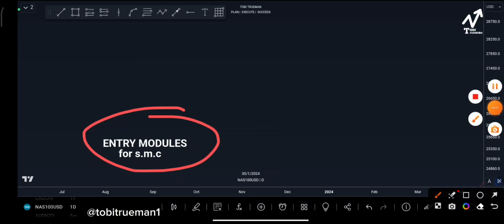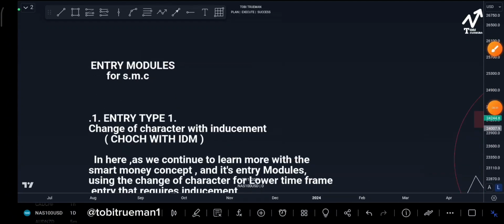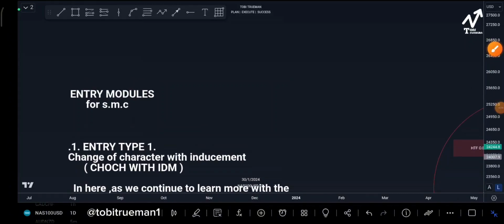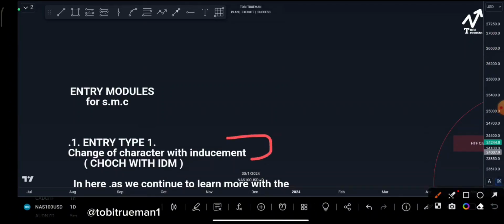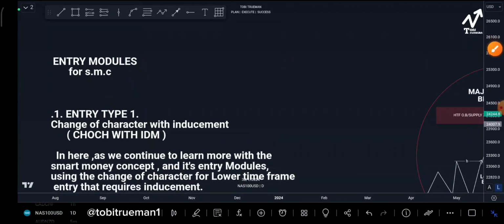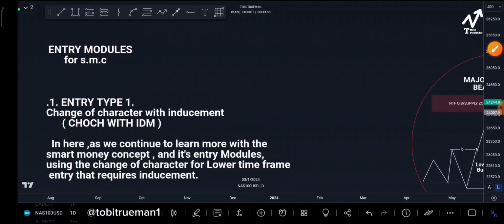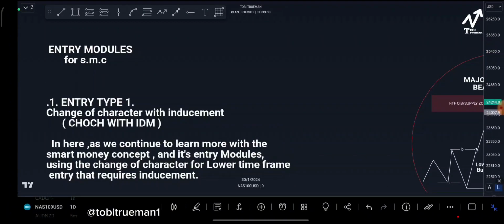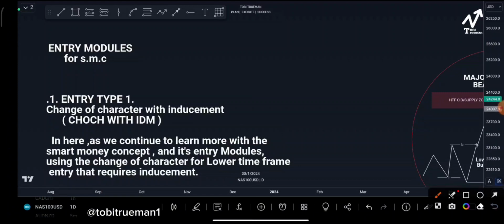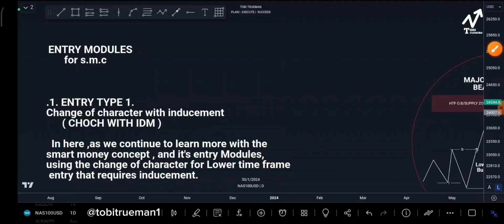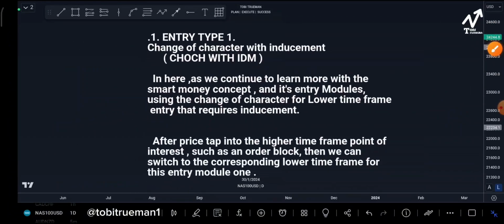So the first one we will examine will be entry type 1, which is called change of character with inducement, abbreviated as CHOCH with IDM. CHOCH means change of character, then IDM means inducement. So in here, as you continue to learn more with the smart money concept and its entry modules, using the change of character for lower time frame entry that requires inducement. Always take note of that statement, because that is one major thing that makes the other ones to be different.